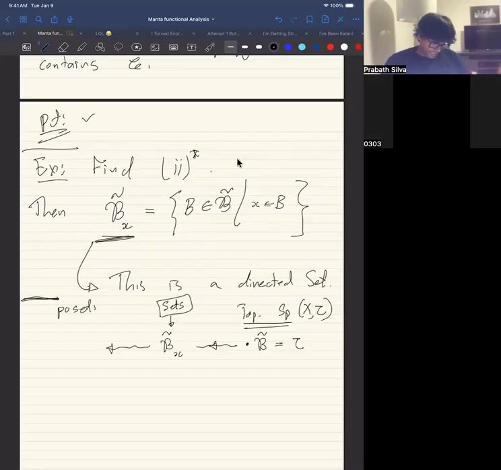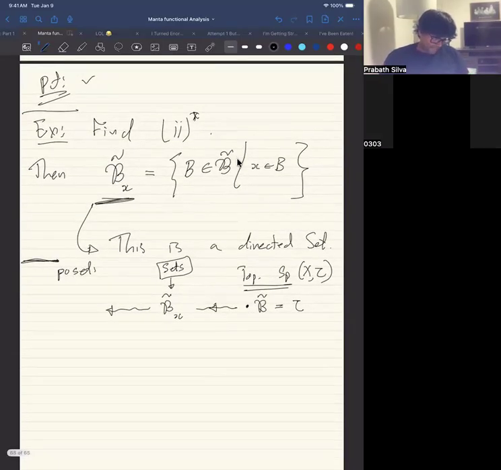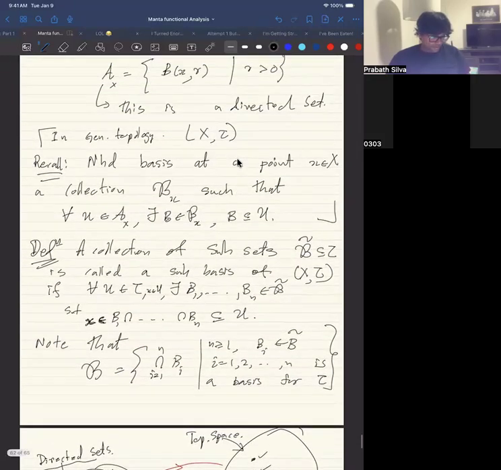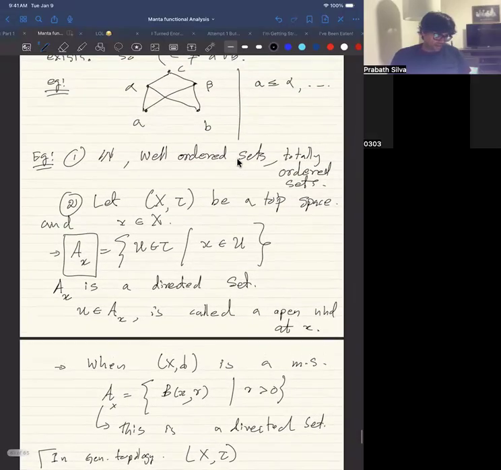On the poset side, you get what I have written, X. Okay, so you get to the point, and then in this line you get Ax. Okay, Ax is all the neighborhoods at the point X. Yeah. This guy.